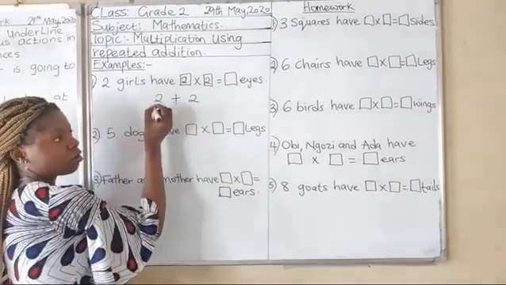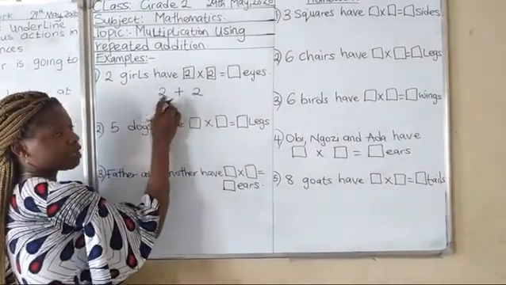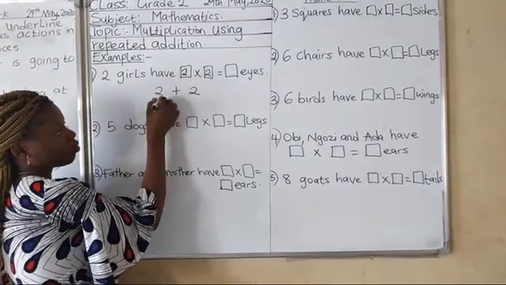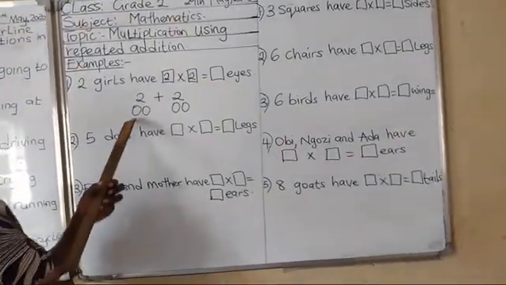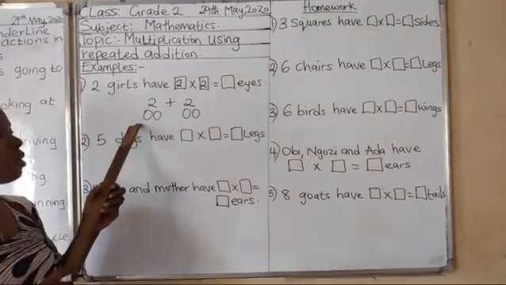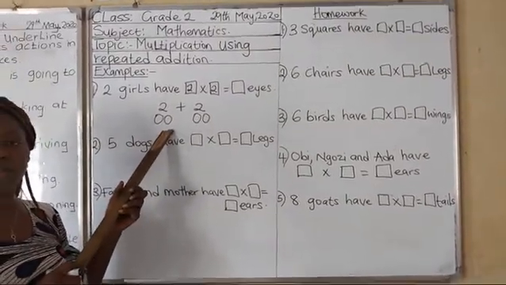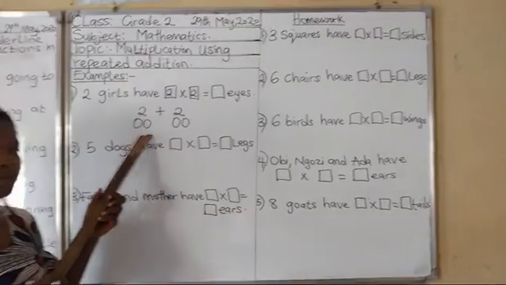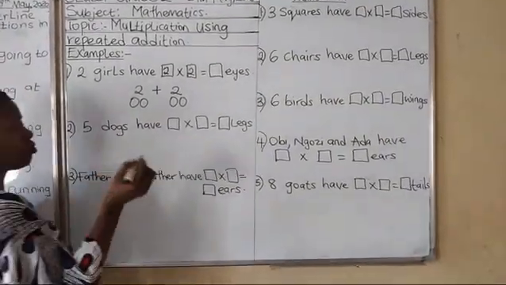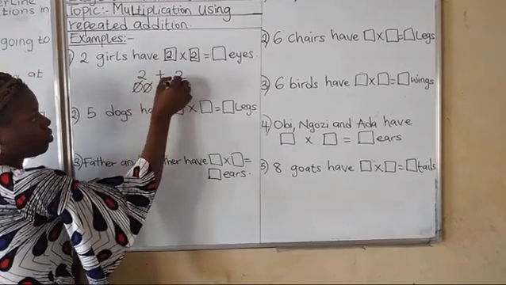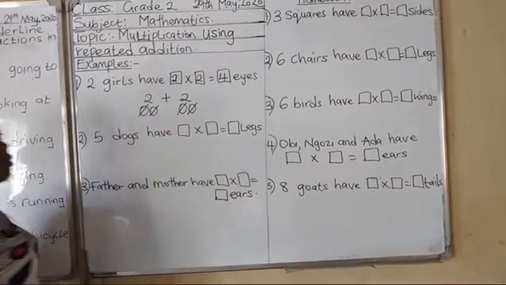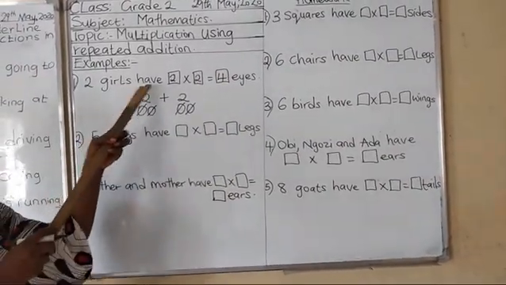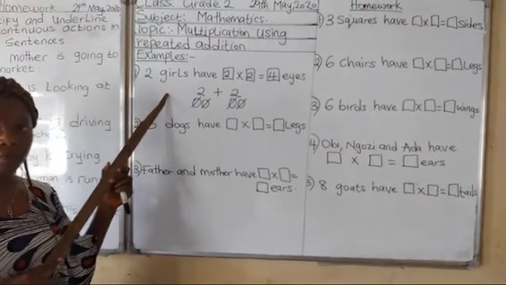You can use your zeros to represent the numbers that you've written. 1, 2. 1, 2. Are you following? Good. Then you count everything together. You count your zeros together to get your final answer. And let's count together. 1, 2, ready, go. 1, 2, 3, 4. Our answer is what? 4. So 2 girls have 2 times 2.